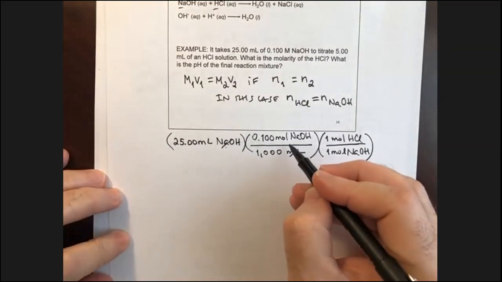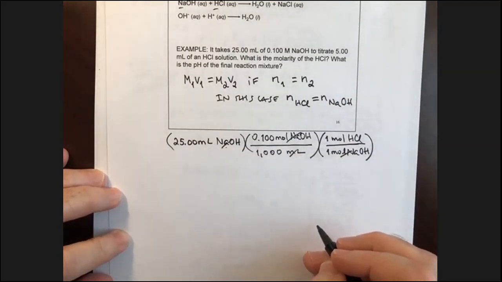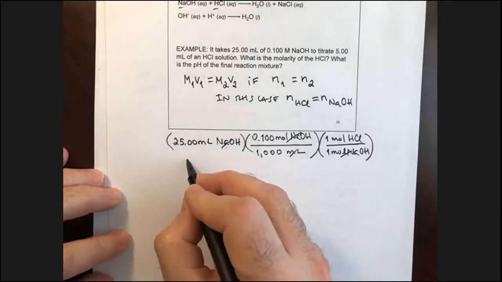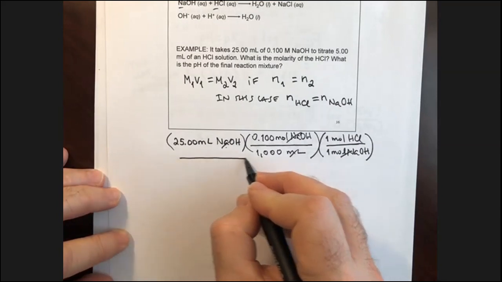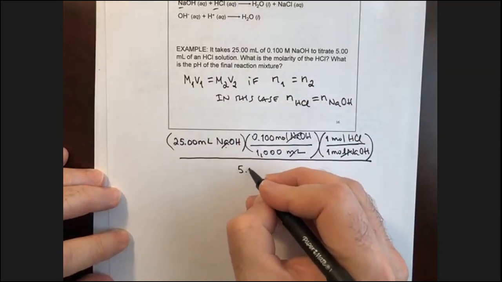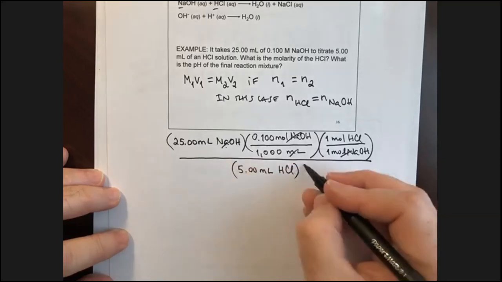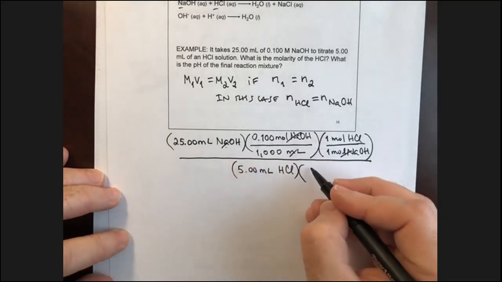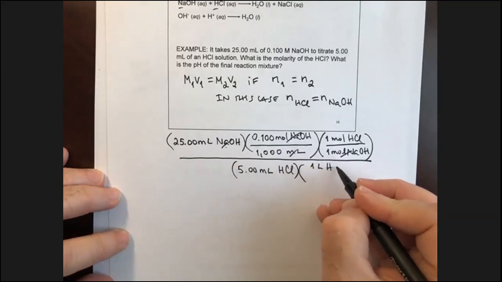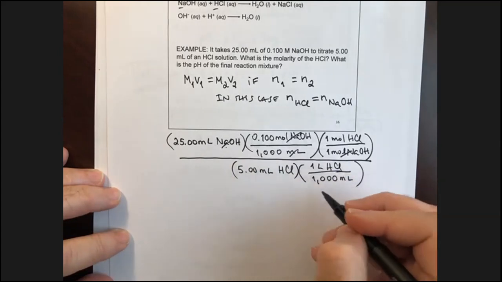Right? So that is going to tell me how many moles of HCl I had. And then what's going to happen is I'm going to have all of that divided by the milliliters, which is 5 milliliters of HCl solution, which, remember that 1 liter of HCl is 1,000 mLs, right?